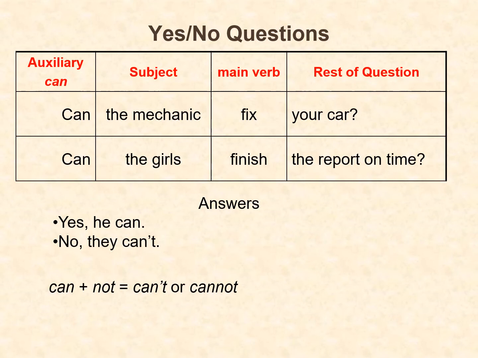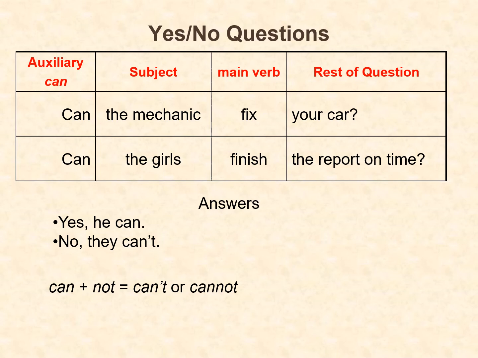In yes/no questions, that is, questions that we normally answer yes or no, we place the auxiliary can before the subject and then the main verb after the subject. So we get examples. Can the mechanic fix your car? Can the girls finish the report on time? It's important that you understand that in English, the order of the words is the principal way of indicating that something is a question and not a sentence, although there are a few exceptions.